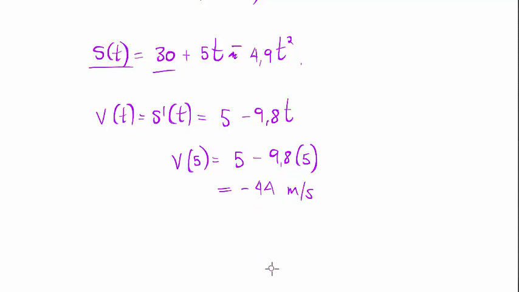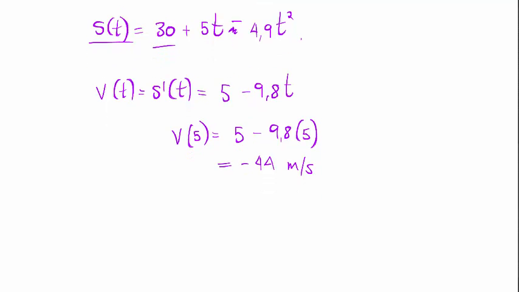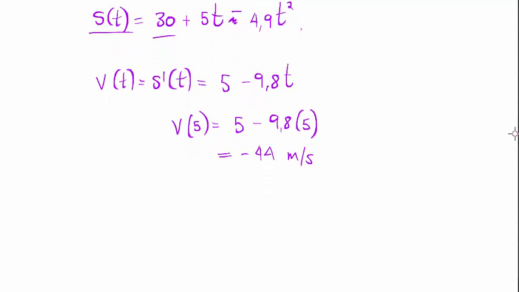What do you guys think it means if it's saying negative 44 meters per second? Why am I getting a negative answer? Because the direction upwards is positive. Good, so I'm getting a negative answer because of the direction, it's falling downwards. Okay?